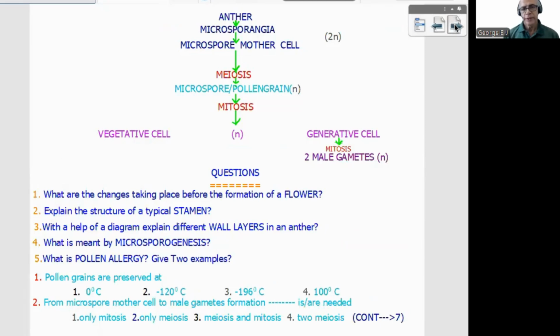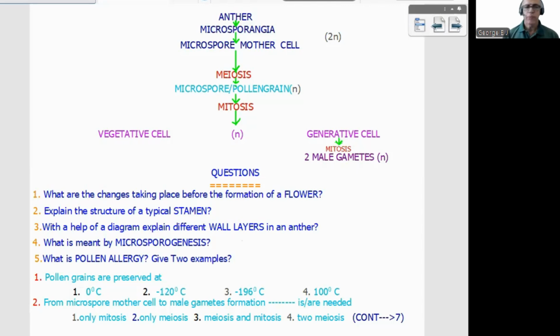So this is a chart showing up to two male gametes. You can find a single meiosis, 4 microspores, then abnormal mitosis with asymmetric spindles, one large vegetative cell and one small generative cell. The generative cell again undergoes mitosis to form two male gametes. So one meiosis, two mitosis. Problem type questions can be asked.